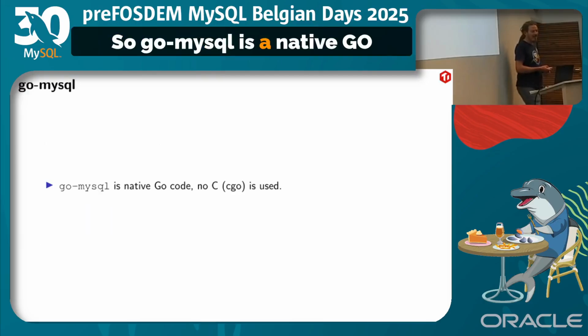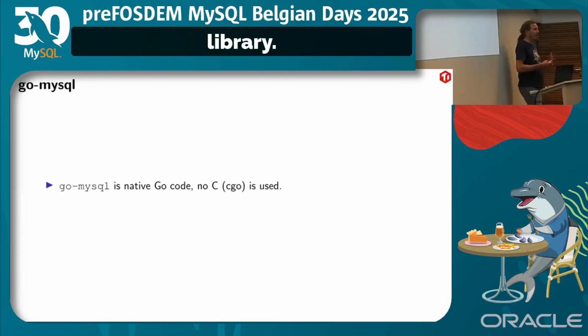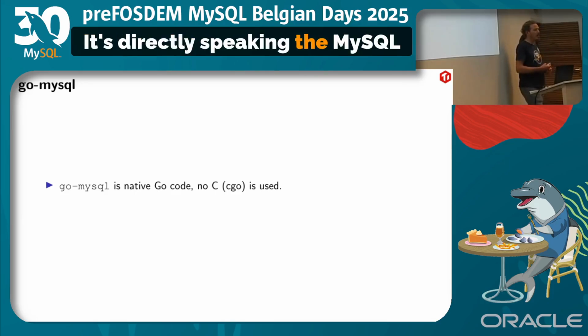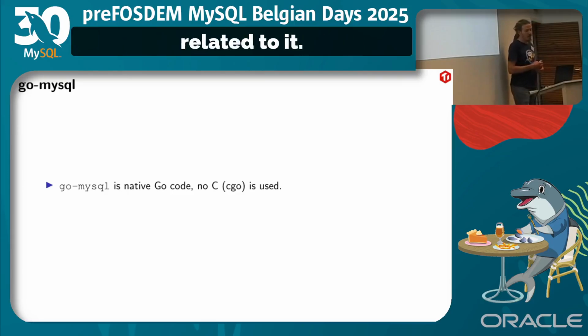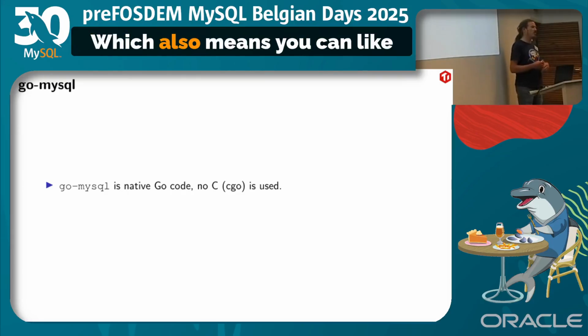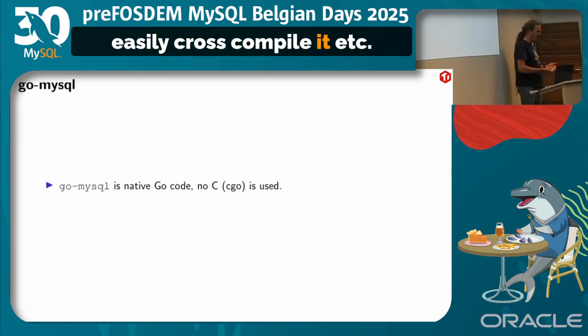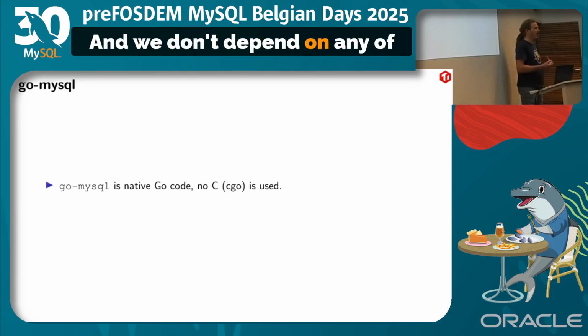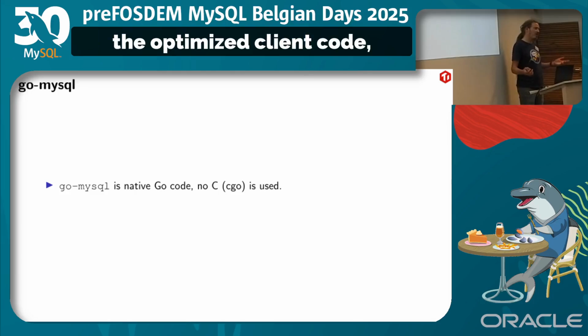So go-mysql is a native Go library. It's not using any C or libmysqlclient or anything. It's directly speaking the MySQL protocol and everything related to it, which also means you can easily cross-compile it, etc. And there are no other dependencies that you need. And we don't depend on any of the MySQL client code, which is sometimes a drawback, sometimes a benefit.